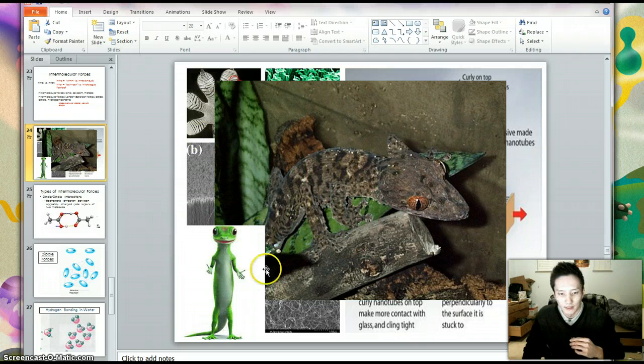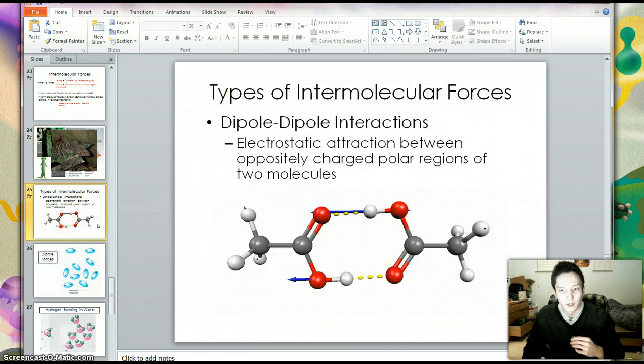This guy definitely needs intermolecular forces in order to climb around walls and save some money on car insurance. And we need intermolecular forces to hold hands with other people and to save ourselves from dangerous things occasionally.